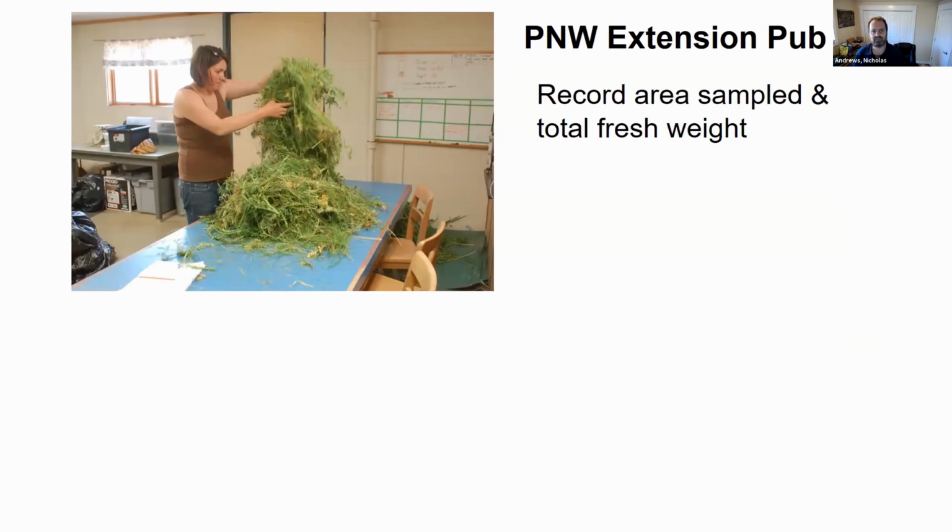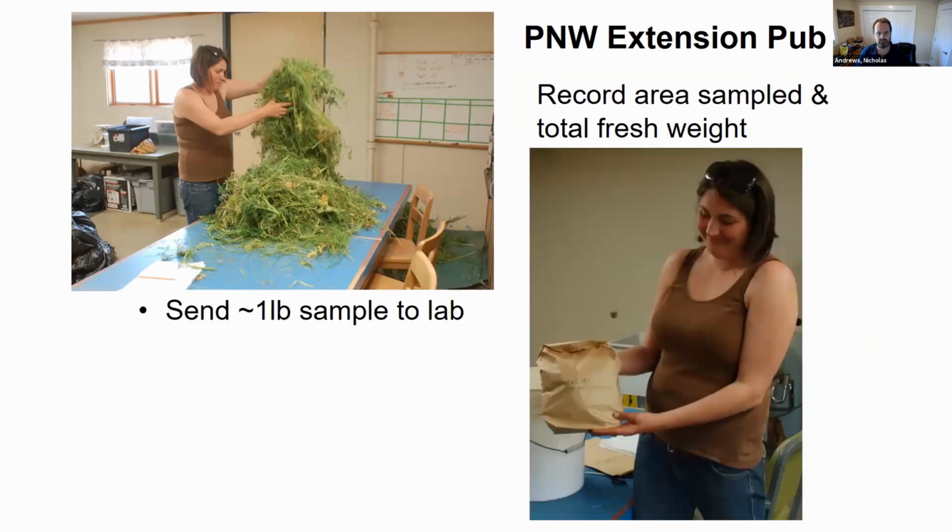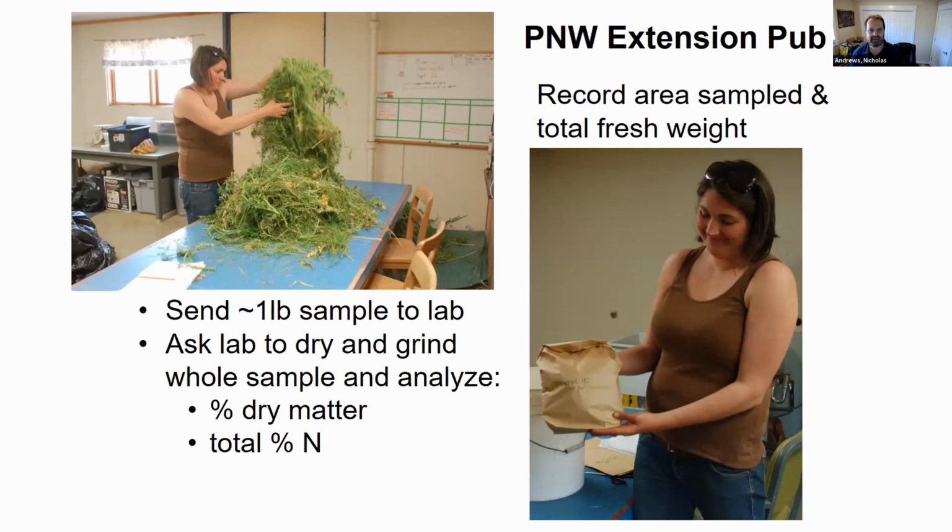This was when we were doing the research. We would haul all of the samples back to our field lab and then mix them up. Now we just do this on the tarp in the field for advisory work, but you combine all 4 of those samples, all 4 of those frames, mix them up, get rid of any soil, weigh the fresh weight, and send about a 1 pound subsample off to the lab and ask them to dry and grind the whole sample and analyze it. A lot of labs will want to take a tiny subsample out of your bag and dry and grind that.